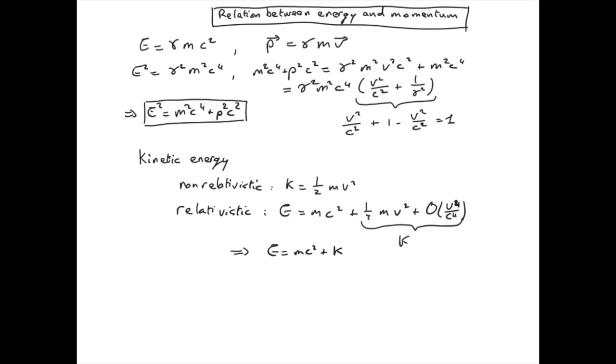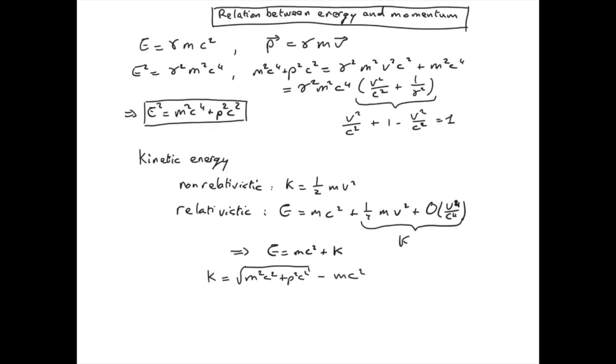So when the system is clearly relativistic and the velocity v is not particularly small with respect to c, we have K equal to the square root of m squared c^4 plus p squared c squared, minus mc squared.